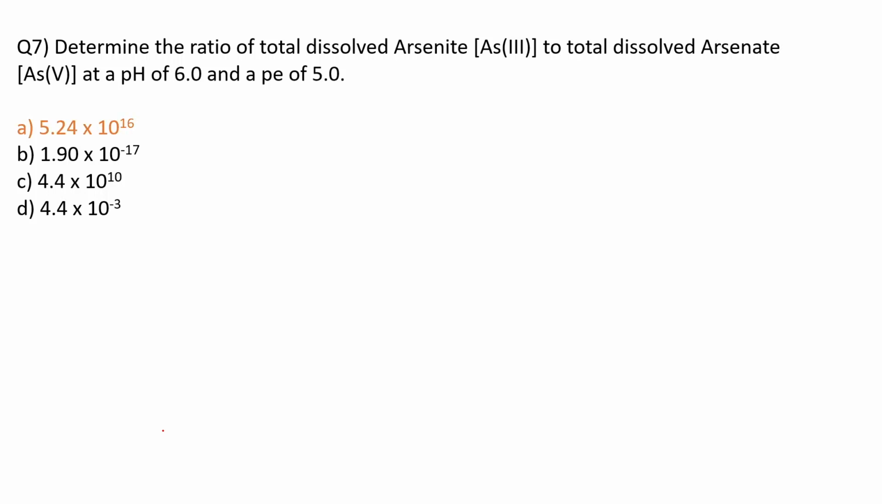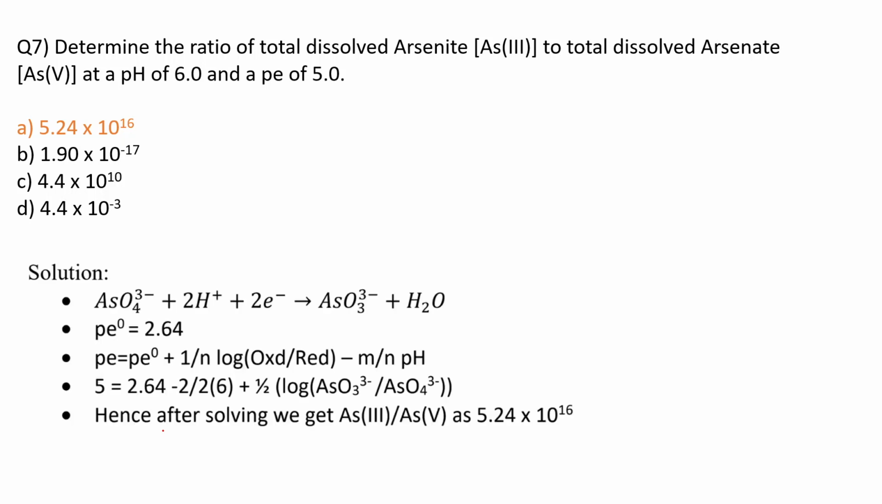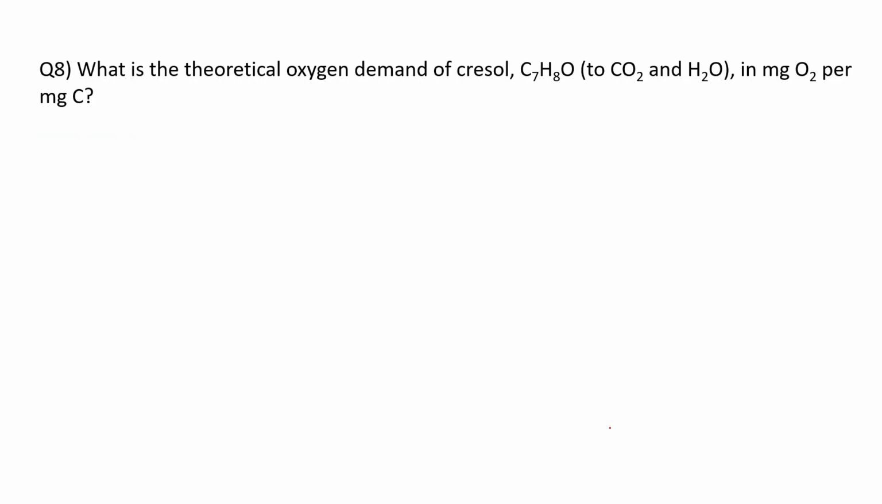We'll see the solution now. Answer is 5.24 into 10 raised to power 16. We'll see now how it is solved. So this is a simple half reaction. We know the PE naught value, this from the literature or from the textbook. PE is equal to PE naught and keeping all these things, so here we can easily get the solution, which is 5.24 into 10 raised to power 16.